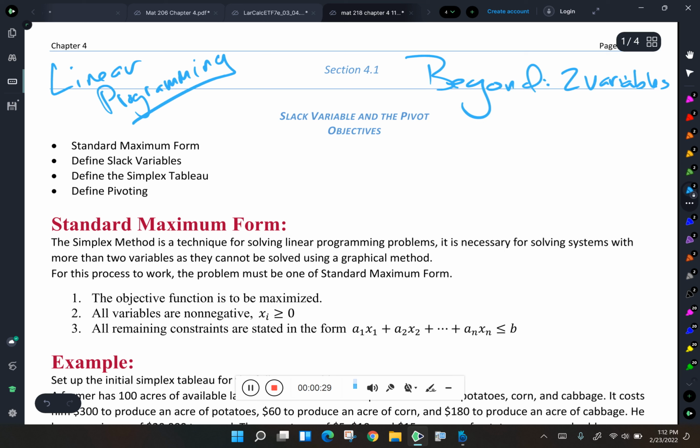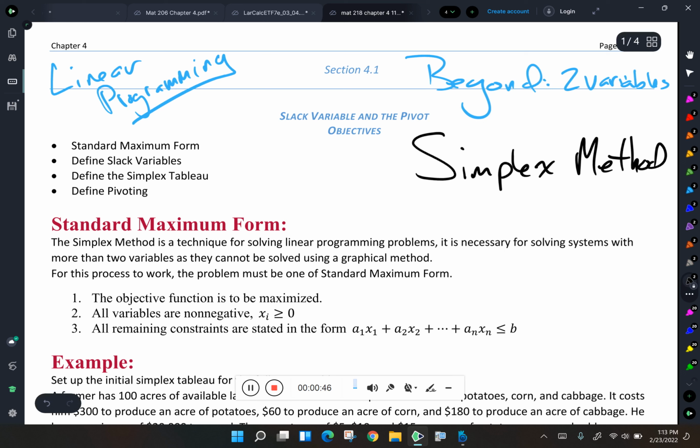So that graphical method that we looked at in Chapter 3 will no longer be sufficient because we're going to have too many variables. We're going to take a look at something called the simplex method. That is going to be the approach that we use to solve linear programming problems with more than two variables. You can use it for two variables too, just we've already done two variables with the graphical method, so we'll say, okay, this is the approach you would use if you couldn't do the graphical method, which is anything beyond those two variables.